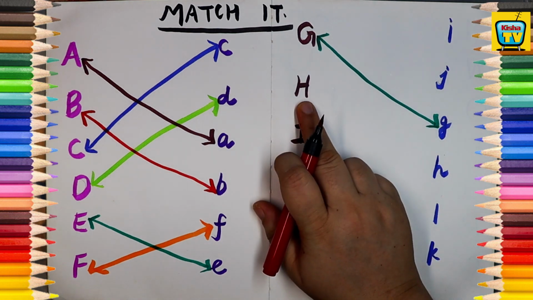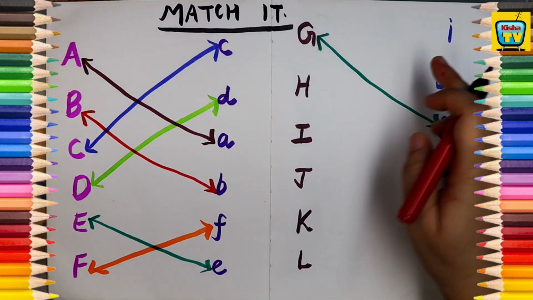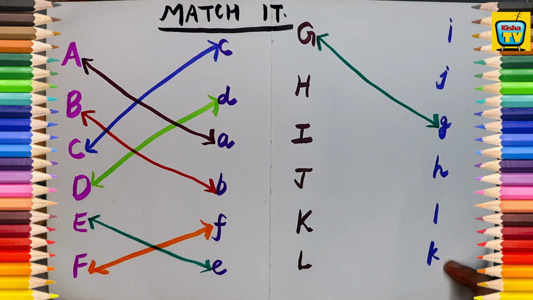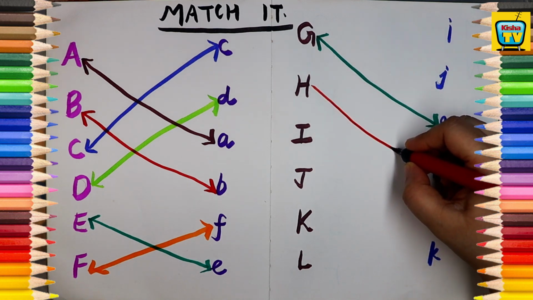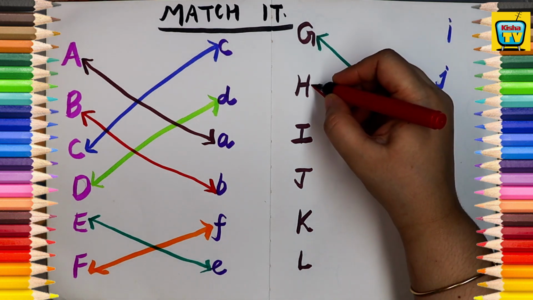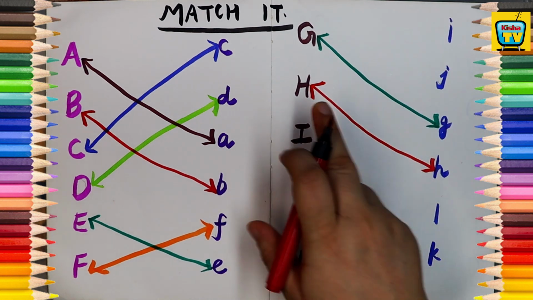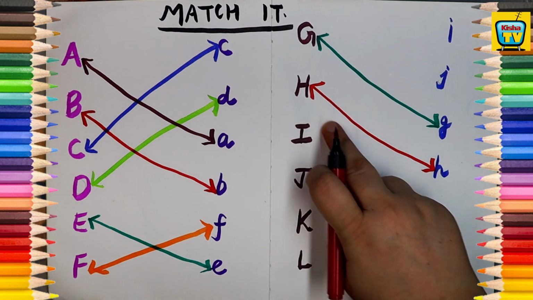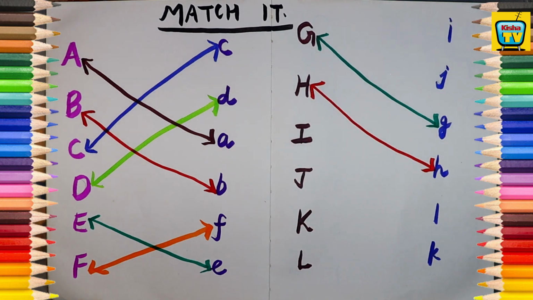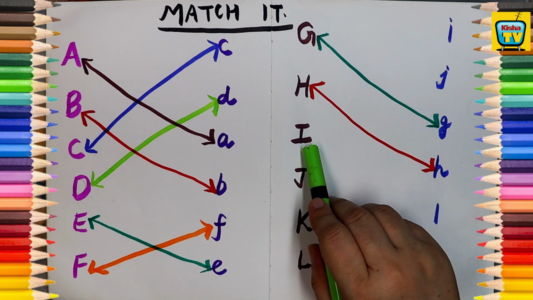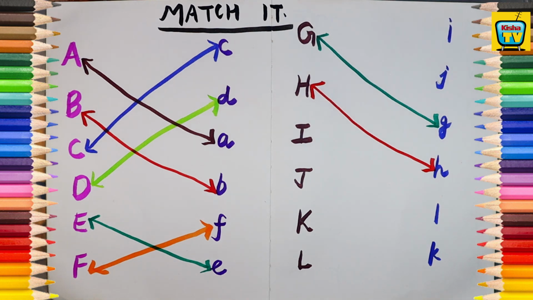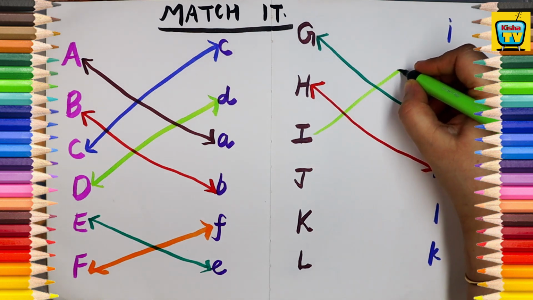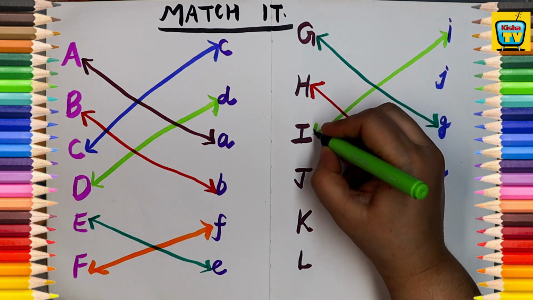Big letter of H. H for hen. Where is the small H? Yes, this one. We will match H to H. H for hen. Big letter of H, small letter of H. I. I for ice cream. Big letter of I, small letter of I. Now we will match big letter of I to small. I for ice cream.